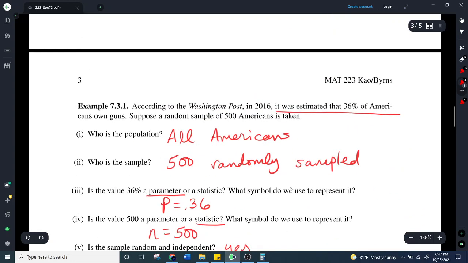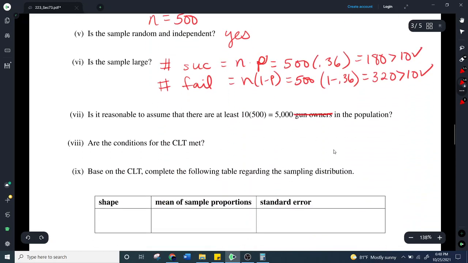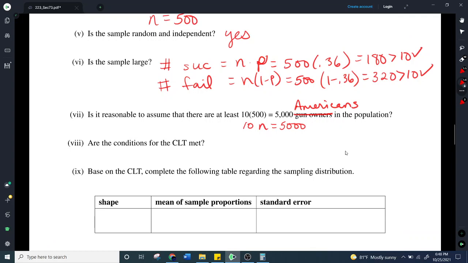So what we need to have happen is that all Americans need to be at least 10 times the sample size. So this should say all Americans, right? Our population is who we're talking about. So is it safe to assume there are at least 10 times 500 Americans in our population? Where is that coming from? That's 10 times your sample size, that's 10n. In this case, that would be 5,000, which of course, there's way more than that in the entire population. So yes, we are good to go there.